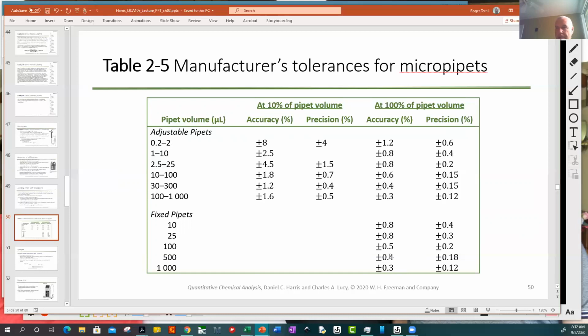I do not know where you're ever going to find a 1,000 milliliter pipette. I've seen hundreds, but never found one that big. Crazy. But these have much better precision and accuracy. These are less than 1%. Right? So these accuracy and precision values improve.